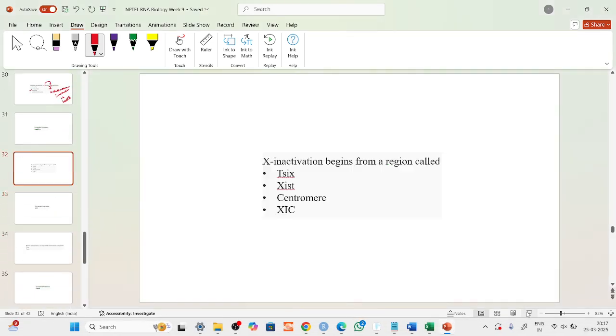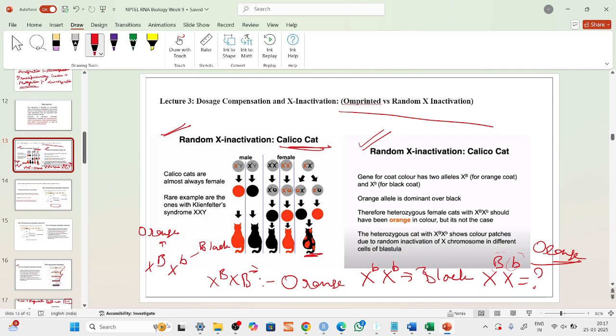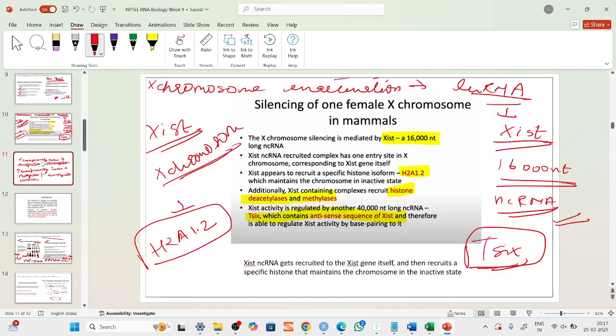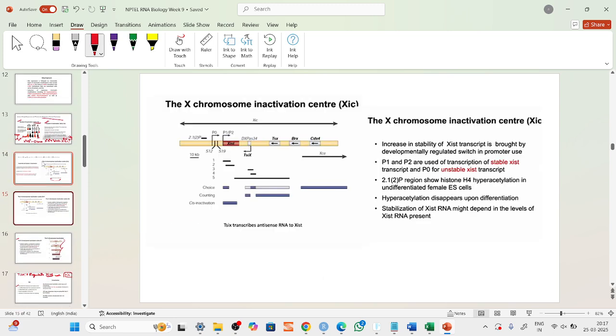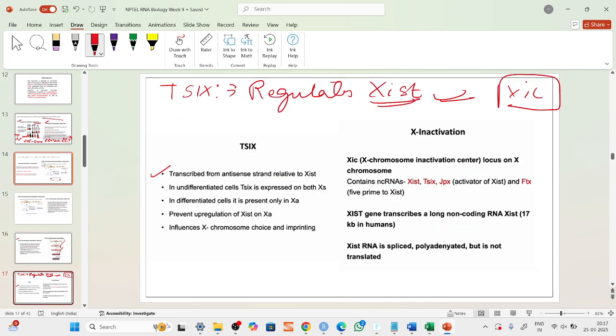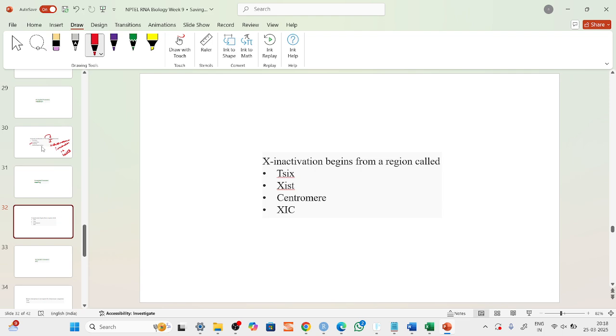So the correct answer is XIC, which is X chromosome inactivation center. Let us see, there was a slide which shows this. So the X chromosome inactivation center basically has all the non-coding RNAs such as ZIST, T6, JPX, FTX, and only in the X chromosome inactivation center does every process related to X inactivation take place. So the question was, X inactivation begins from a region which is the X chromosome inactivation center.